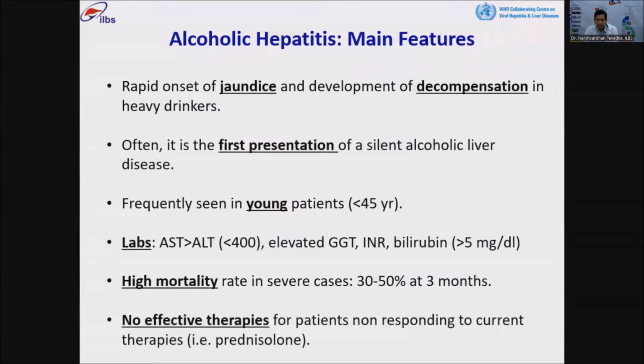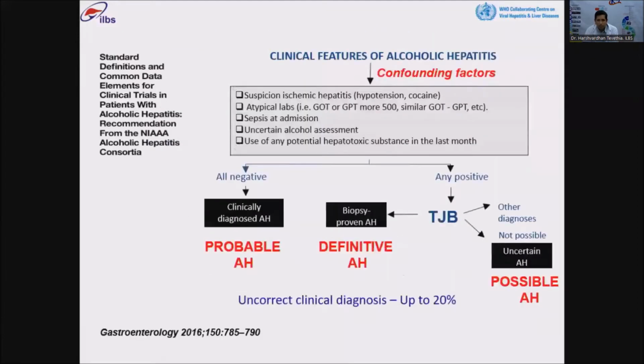Most importantly, very few effective therapies are presently available medically for alcoholic hepatitis. Hence, prevention of alcoholic hepatitis with very good alcohol de-addiction counseling is extremely important when we are dealing with alcoholic hepatitis. Now, this was an article from Gastroenterology 2016, where they have divided alcoholic hepatitis into probable alcoholic hepatitis, definitive alcoholic hepatitis, and possible alcoholic hepatitis.